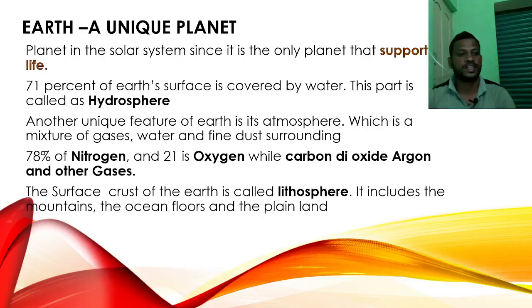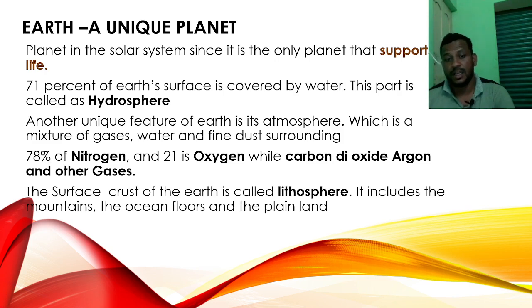Okay, let us see the earth. Earth is a unique planet. Why do we call it a unique planet? Because among the 8 planets in our solar system, earth is the only planet which supports life. It means it is where life propagates and exists. So we call it a unique planet in the solar system, since it is the only planet that supports life.